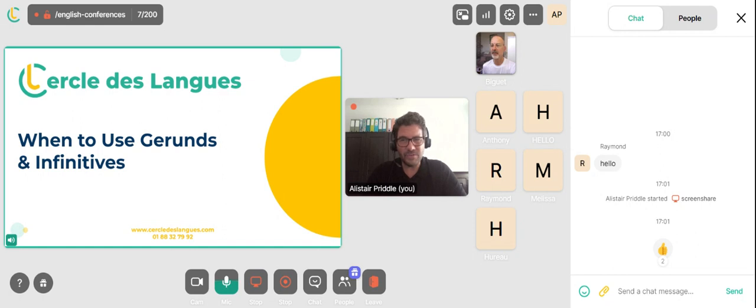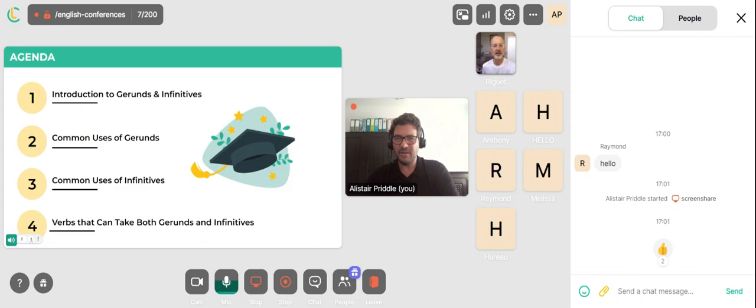And here it is on the screen before you: when to use gerunds and infinitives. So let's get started. Let's have a look at our lesson agenda for today. We have our introduction to gerunds and infinitives. Then we're going to look at common uses of gerunds and common uses of infinitives. And then lastly, we are going to look at verbs that can take both gerunds and infinitives.